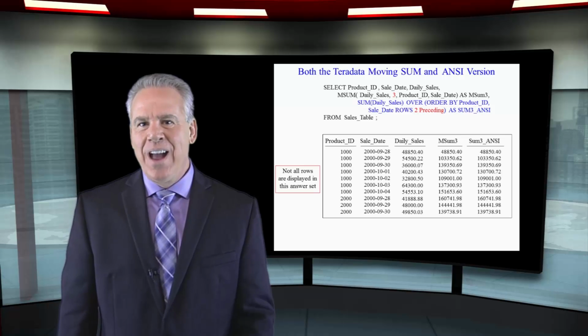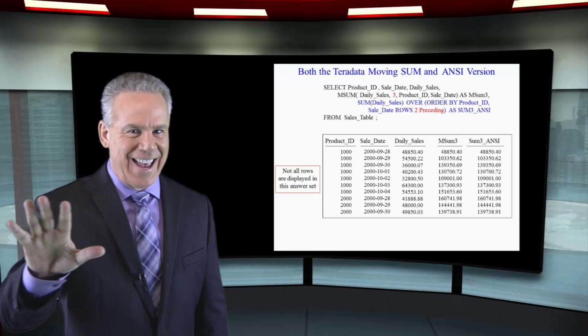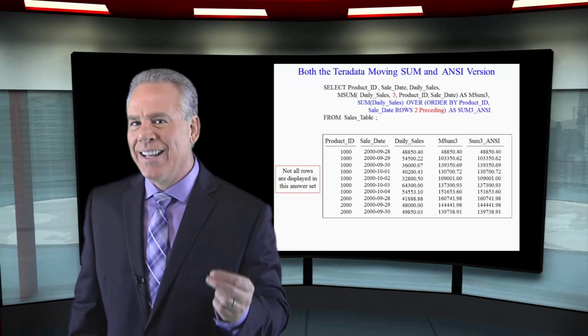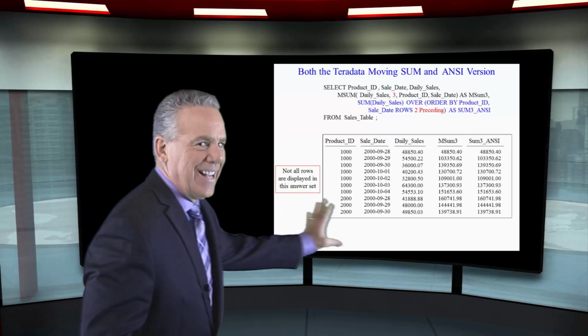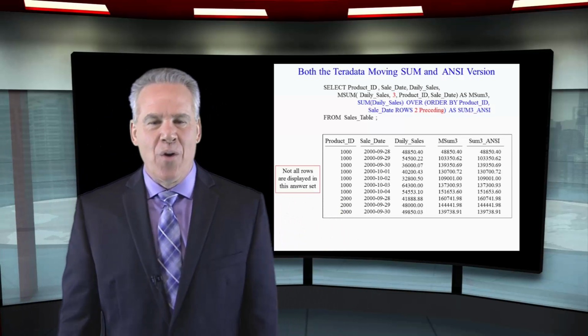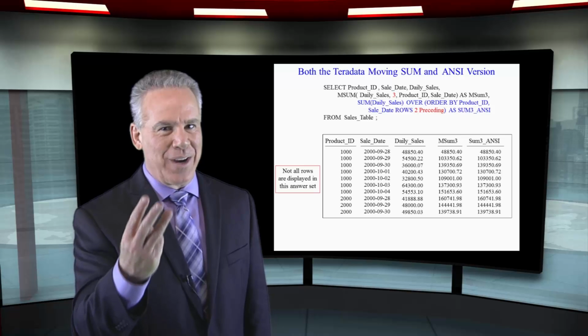Here is your answer. I've even left up the previous MSum so you can see the Teradata syntax way, and we can compare it to the ANSI way. Now, in the Teradata way, we said MSum daily sales every 3 rows after you sort by product ID and sale date. The ANSI version isn't going to do an MSum. It's going to do a sum of daily sales over order by product ID, comma, sale date, rows 2 preceding. That's still considered a moving window of 3.